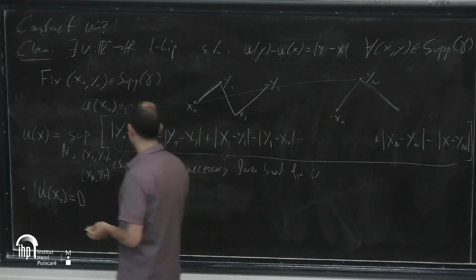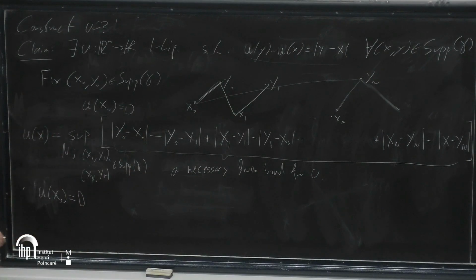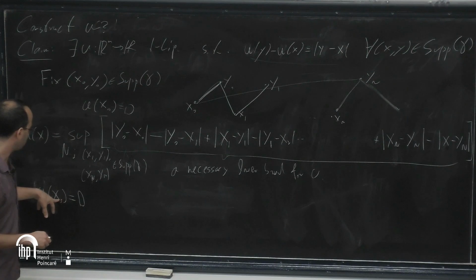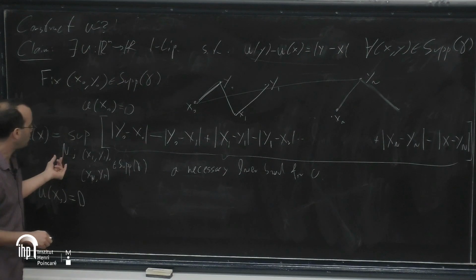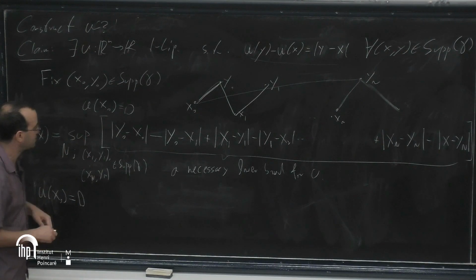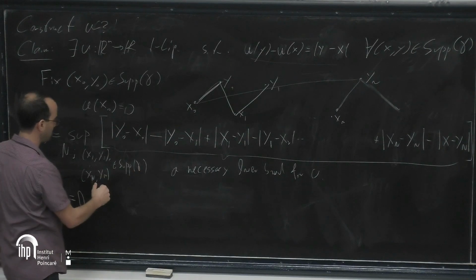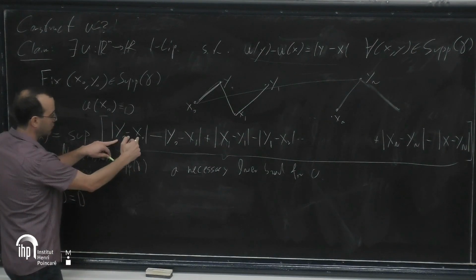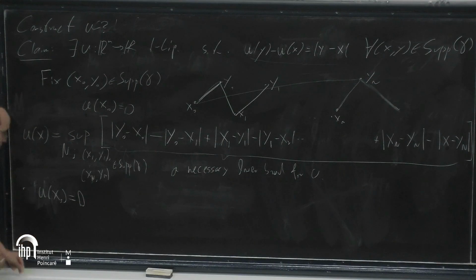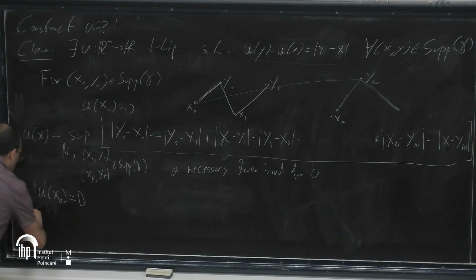But I can choose something trivial: if I choose just one point, n equals 0, then I get y0 minus 0 minus this thing, so it equals 0. This was the only place where I used the optimality condition, u of x0 equals 0. Okay, very good. Why is u 1-Lipschitz?